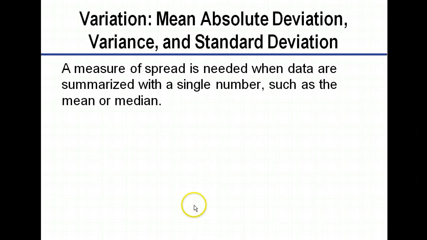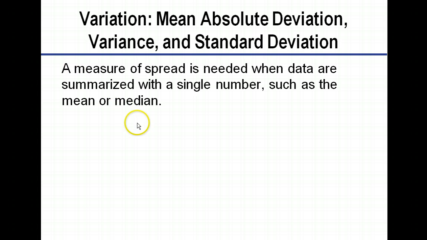Hi Math 213. In this video we're going to be discussing measures of spread, specifically talking about variation and mean absolute deviation, variance, and standard deviation. In general we need to include some kind of a measure of spread because usually the mean or median or mode are not enough of a piece of information to tell us really what the set of data is doing. So a measure of spread is needed when data are summarized with a single number, such as the mean or the median.